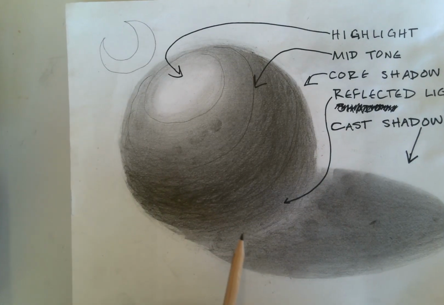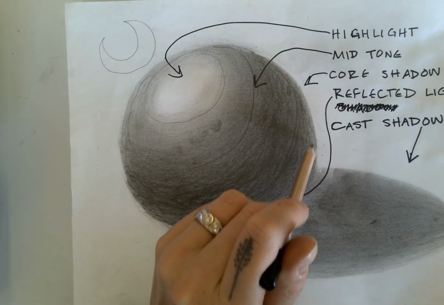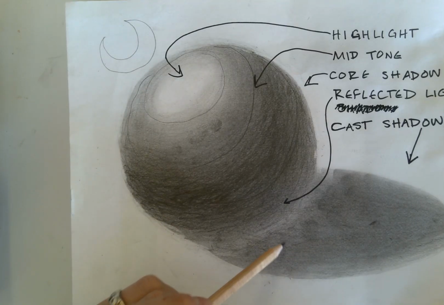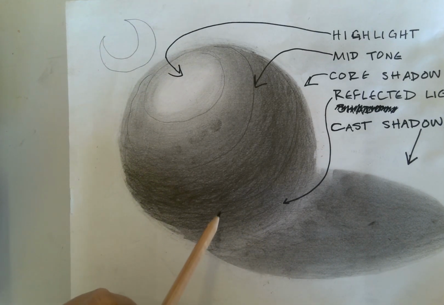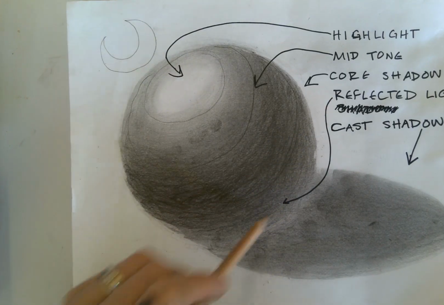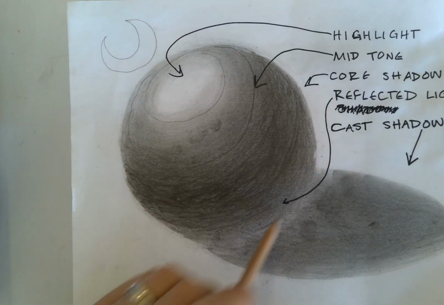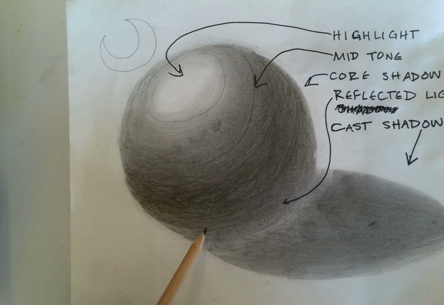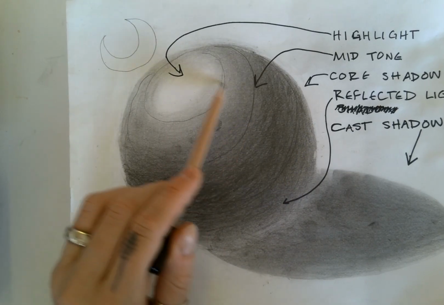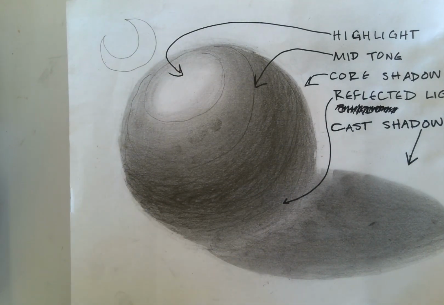The reflected light is a little bit weird, but when we look at a sphere sitting on a table, we notice that there's a little bit of light that does end up getting reflected onto the table and bouncing back onto the sphere. And we call this reflected light. So towards the very base of our sphere, the value gets lighter again. I would think that this is kind of in between our midtones and our highlights. We're going a little bit lighter, okay?